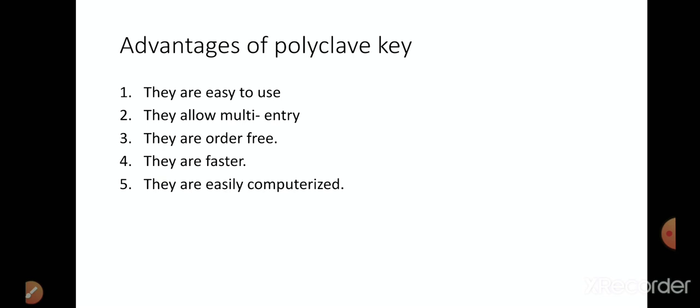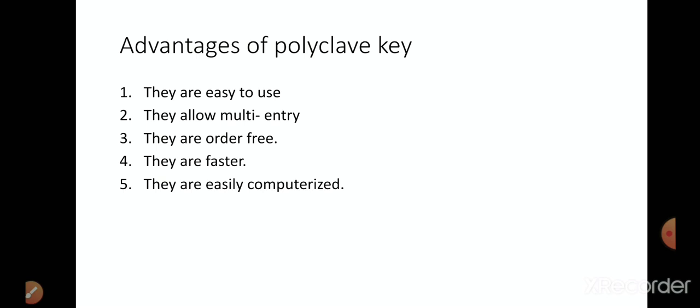Next one, they are faster. Basically we know that the polyclave key is computerized, so it is faster than the written document. We can easily find the unknown organism's morphology and description for finding their taxa and their place in the taxonomic key. They are easily computerized. In fact, these keys are most commonly used in this form. Paper versions are typically large and unwieldy because each character needs to list all possible taxa.